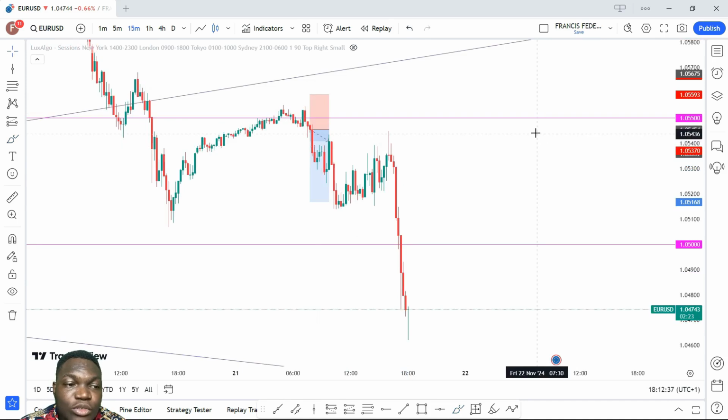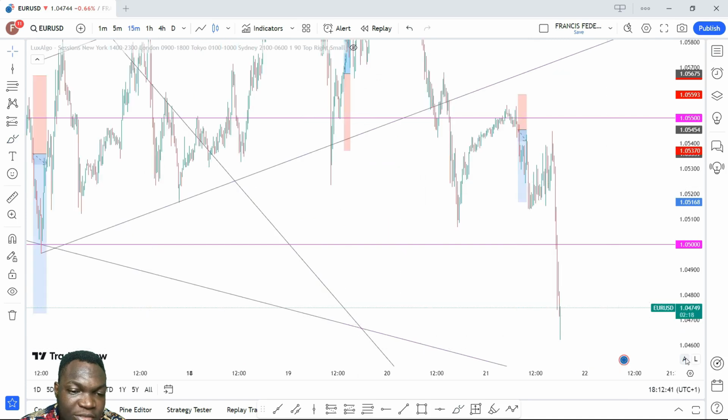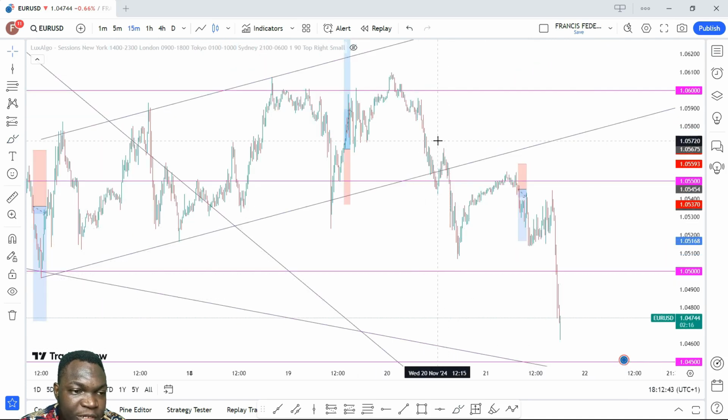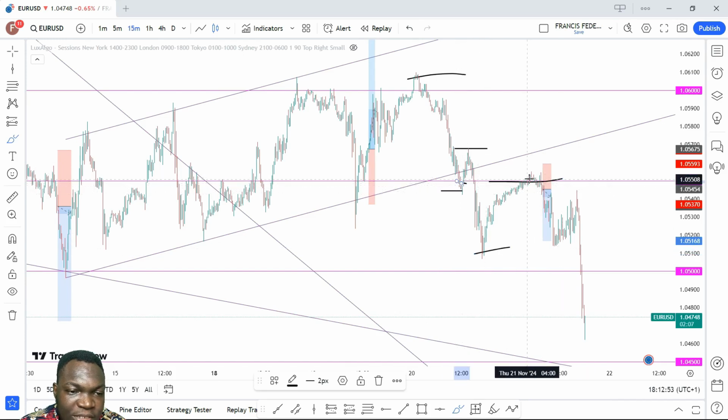The next one I took was Euro USD. So this one now, you can see that it was already on a downtrend, similar with Pound USD anyway. We already had a downtrend. We had one high, we had this low, lower high, lower low, and then we had the price retesting previous area of support as resistance.